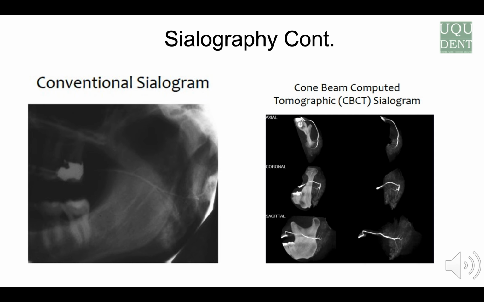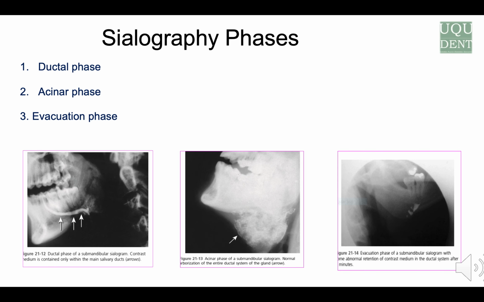In sialography, you can request either a conventional sialogram, as you can see in the conventional sialogram picture, or you can ask for CBCT or MRI, as you can see in the picture on the right. There are 3 different phases according to the time when you inject the contrast medium. The first one is the ductal phase, when the contrast media is still in the duct. The second phase is the acinar phase, when the contrast media goes to the gland itself. Then the evacuation phase, when the contrast media leaves the gland through the duct.